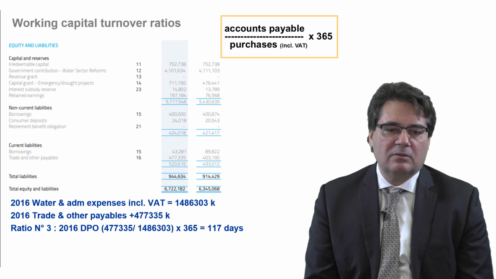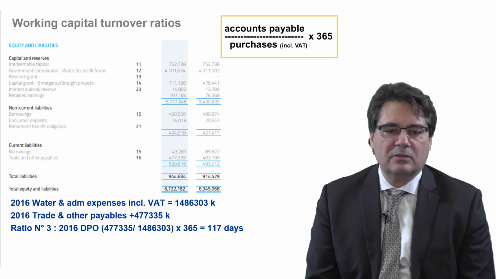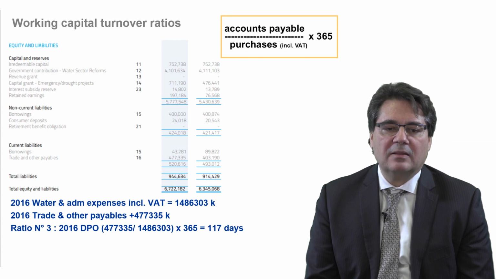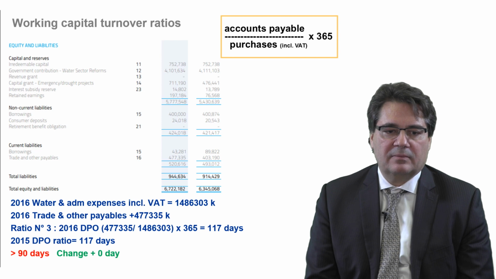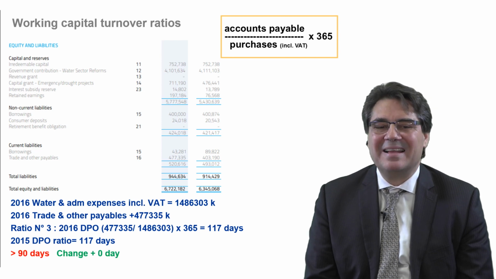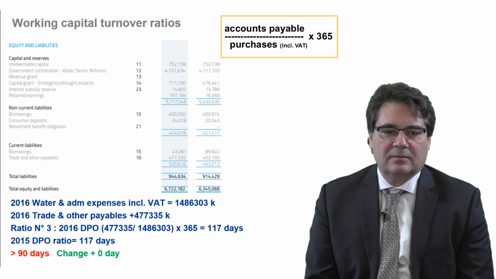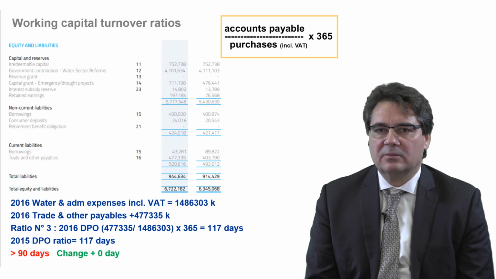So DPO, our number 3 ratio, for 2016 is 117 days. It is more than 90 days, so it is not a good ratio.